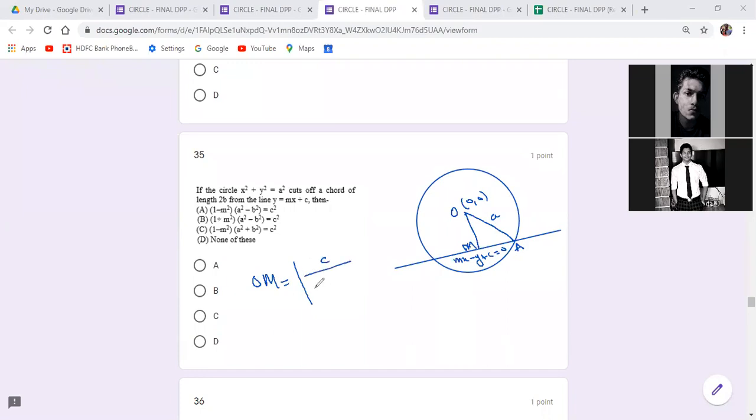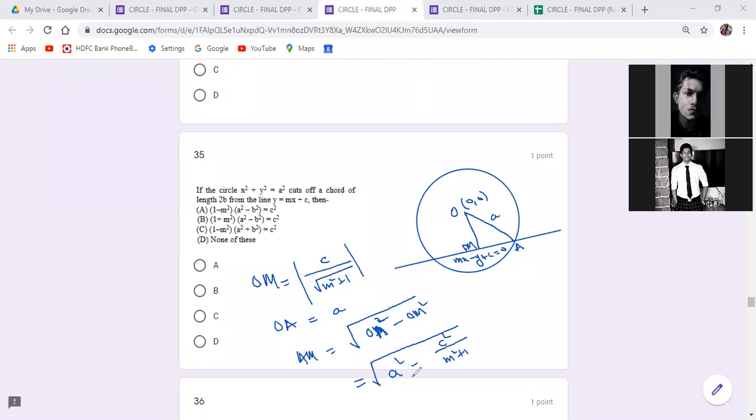C upon root of m square plus 1. What is OA? Radius A. By Pythagoras theorem, OA square minus OM square, the root of that. You can do it, no? Yes, sir, I'll do it also. OA is root of a square minus c square upon m square plus 1, and 2 times this is your answer.